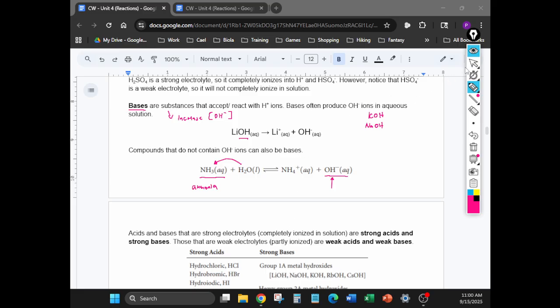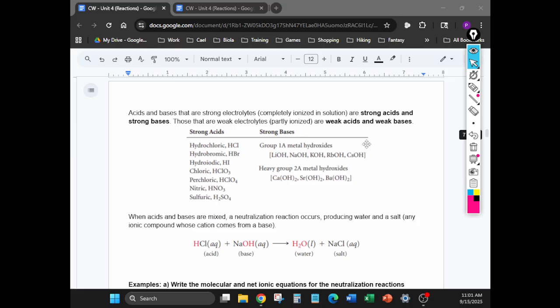All right, any questions on the definitions of acids and bases, how they work? All right, so there are different types of acids and bases. The first are called strong acids, and the key characteristic of them is they completely ionize in solution. So basically you put a strong acid inside of water, and nearly 100% of the molecules will split up.